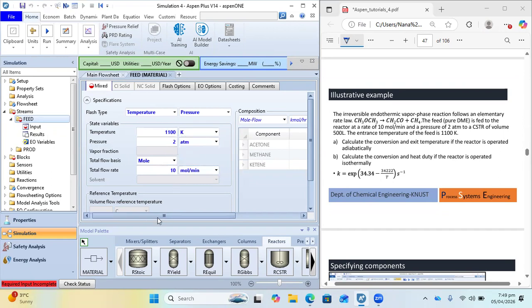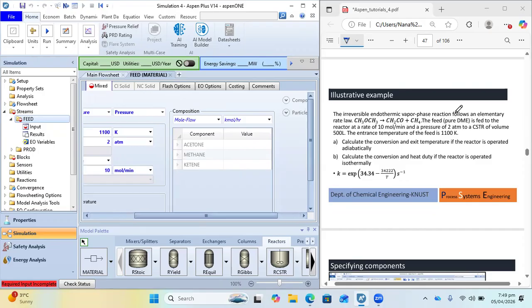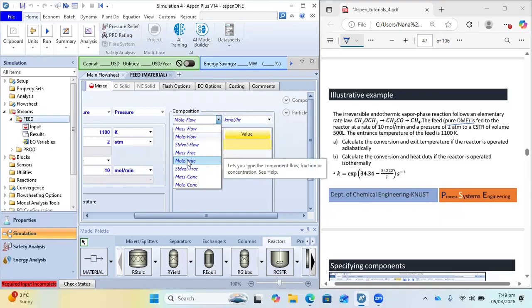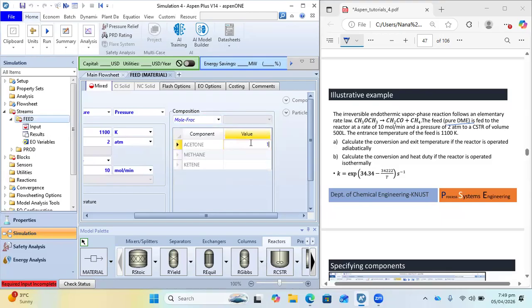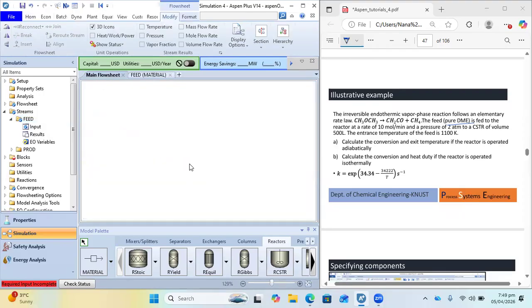And for that one, it's going to be pure acetone. We're told that was a pure feed, right? So it's pure acetone. So we can make the mole fraction here 1, or we could have specified the mole flow from here. So here the mole fraction for acetone will be 1. So that's just for the feed. Then we can come to the reactor itself. So what details do we need?